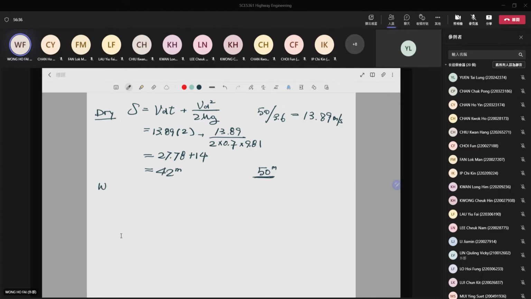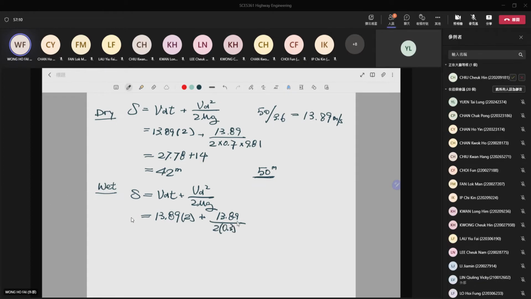And then for the wet condition, we can do it again. S is equal to Vd times T plus Vd squared over 2 mu g. Again, we know that 13.89 is the speed of the vehicle, and we assume 2 seconds of reaction time. Then plus Vd squared, again 13.89 squared, over 2 times 0.3 times 9.81.